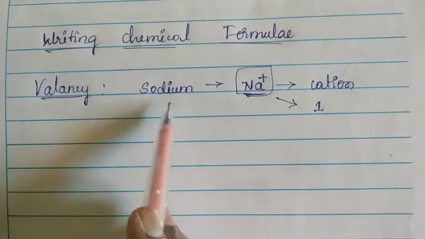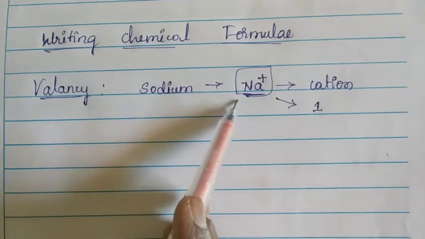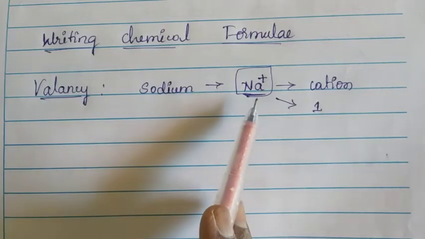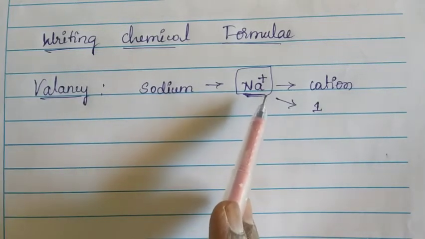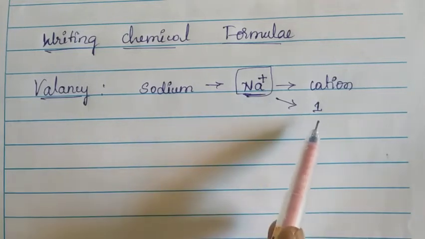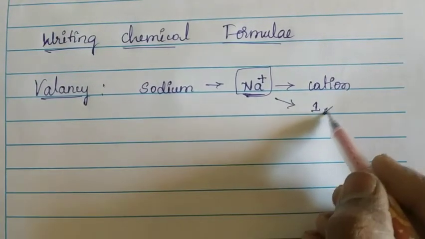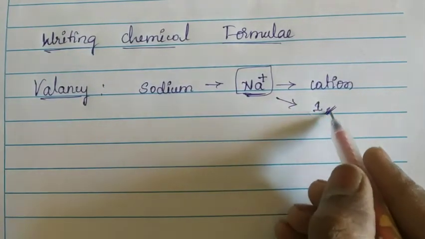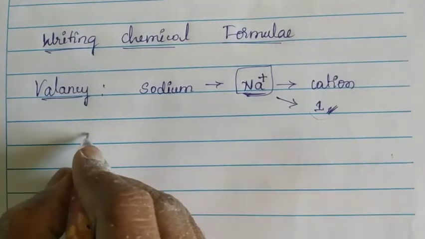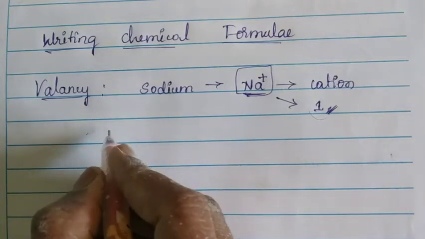Yes children, sodium is the element and it is represented by the ion like this, Na plus. Sodium is a cation and the valency of this ion is 1. What does this 1 refer to? This 1 indicates the valency. Valency means the combining power of an element.